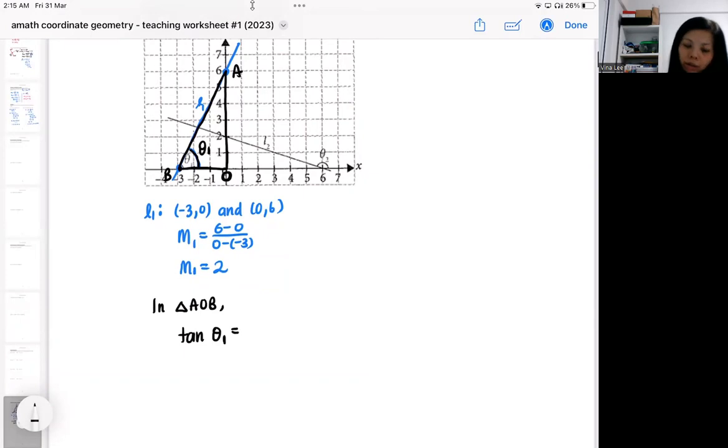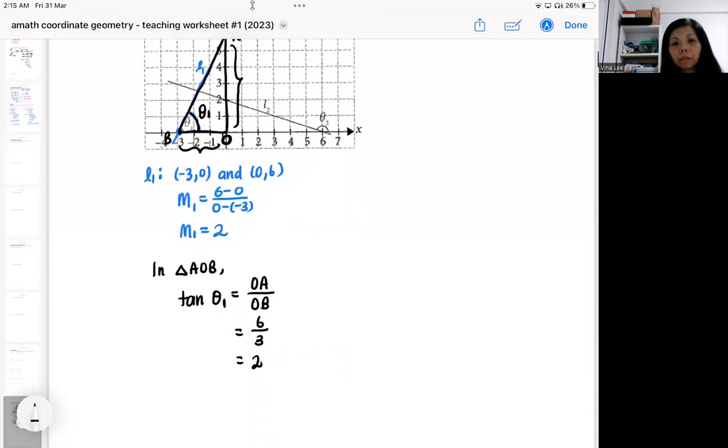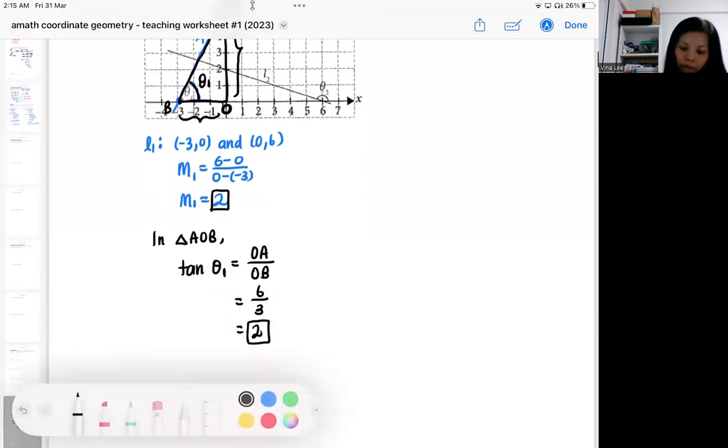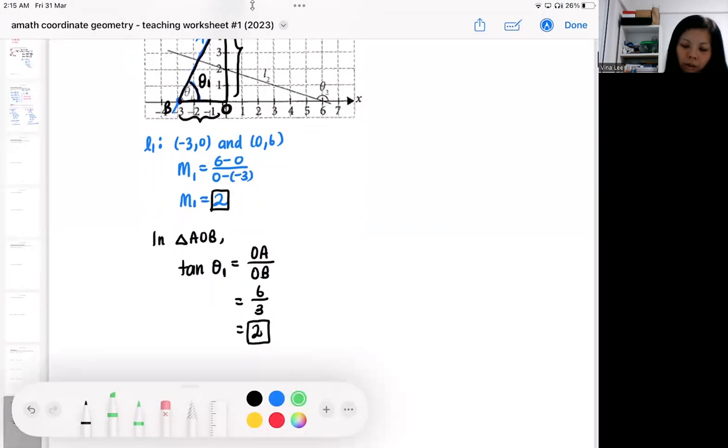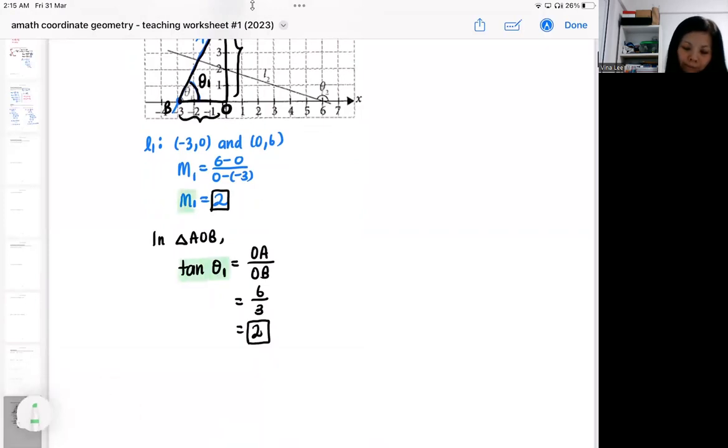If I do a tangent theta, it's the opposite over the adjacent. So it's like the length. So it will be 6/3, which is equal to 2. So if you realize the gradient is equal to 2, the tangent theta is also equal to 2. So that's why your teacher will have shown you this formula.